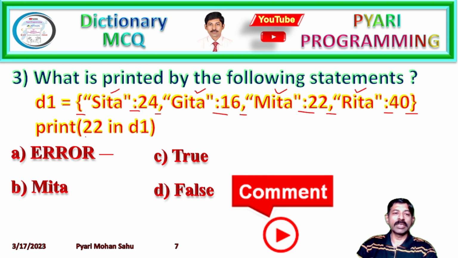In the print statement it checks 22 in D1, where D1 is a dictionary and 22 is an integer value. In is the membership operator I am using.